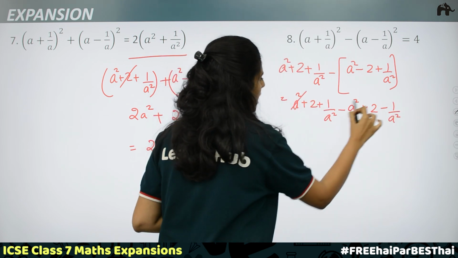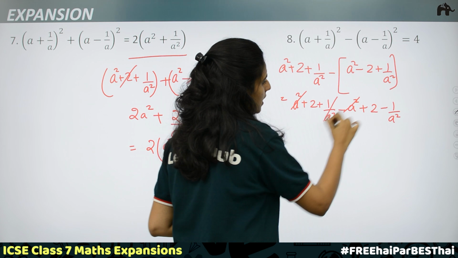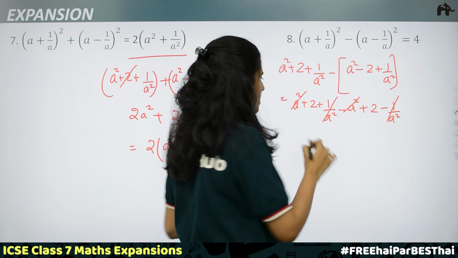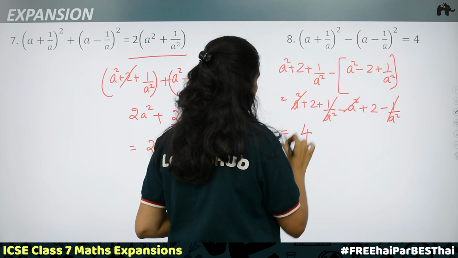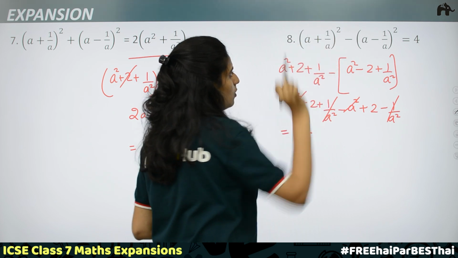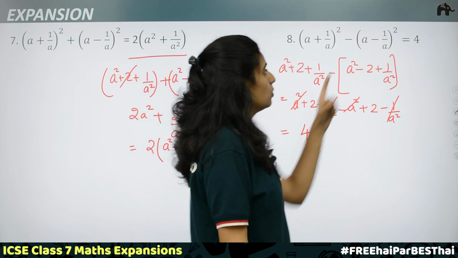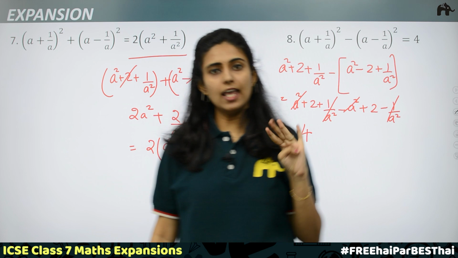Okay. A square and minus A square can be cancelled. 1 by A square and minus 1 by A square can be cancelled. Then you will be having 4. So, (A plus 1 by A) whole square minus (A minus 1 by A) whole square is equal to 4. So, this is the 8th identity.